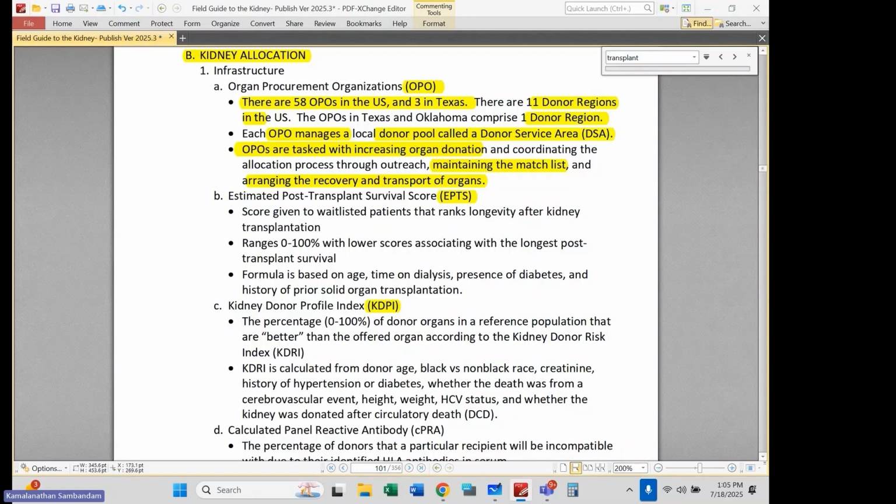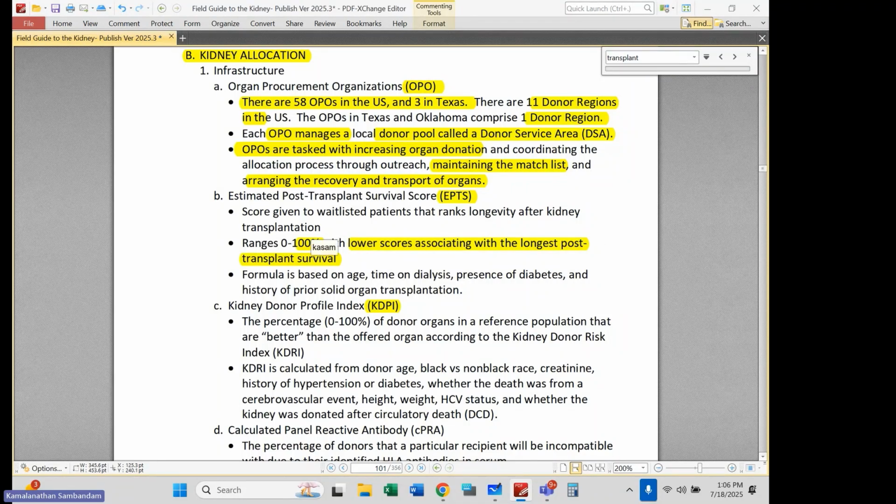And so about 15 years ago now, there was this revision in organ allocation, and it created this estimated post-transplant survival. So that 77-year-old will have a low estimated post-transplant survival, right? It will have an EPTS score that was on the high side. High numbers are bad. Okay, so high EPTS scores are bad. Low EPTS scores are good.